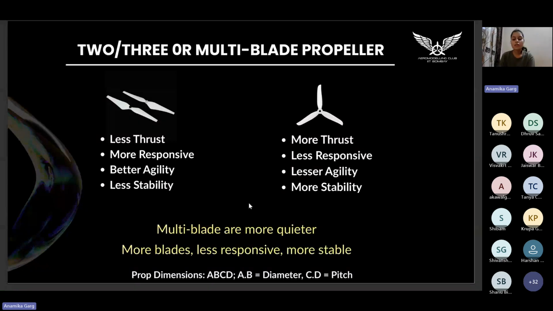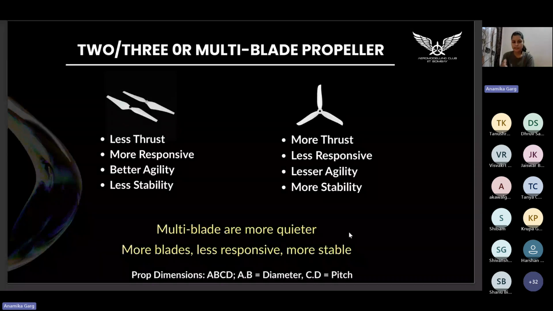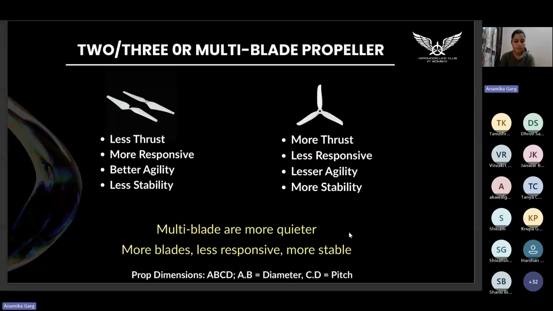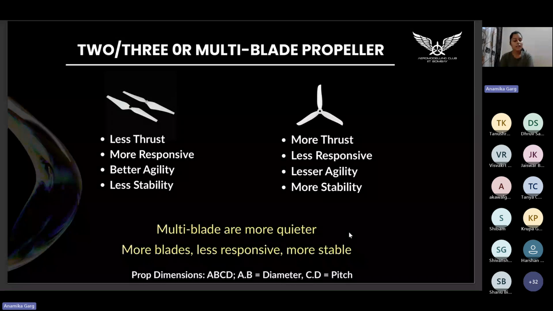Also, when you see propellers online, the dimensions are represented as A, B, C, D. So it'll be some numbers like 50, 40, 30, 40. What exactly do those numbers mean? In case it is 50, 40, the 50 is the diameter and the 40 is the pitch. So 5.0 inches is the diameter and 4.0 inches is the pitch.